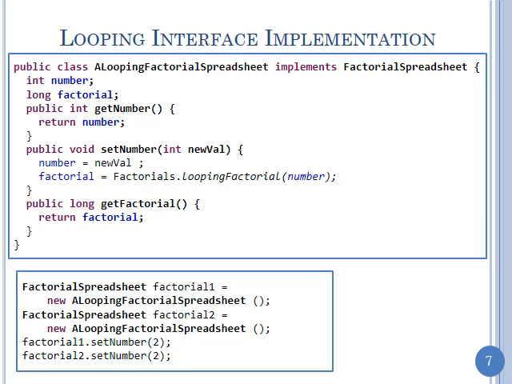So when I say this factorial one is of type factorial spreadsheet, then I say set number. The set number is legal because it was defined by? It was in the class looping factorial spreadsheet, or because it was in the interface factorial spreadsheet? Interface. That's all Java knows. All Java knows is that the type of factorial one is factorial spreadsheet. It only checks for those methods.